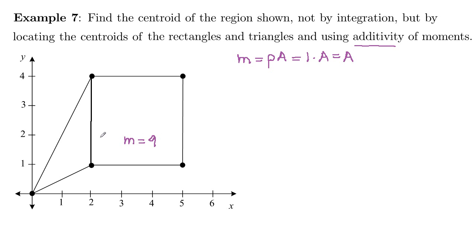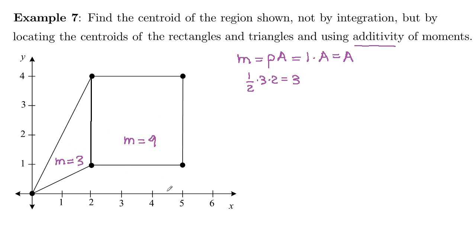And then we've got a triangle here. We could consider this side to be the base, and then the height would be 2. So we got a base of 3 and a height of 2, so 1/2 times 3 times 2, that's 3. So we got a mass of 3 here.